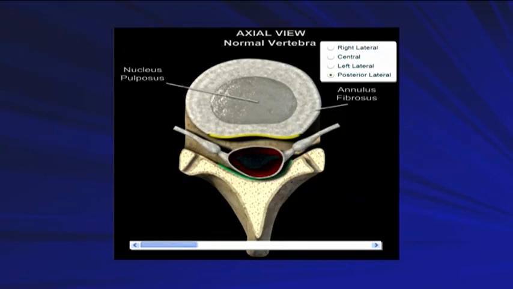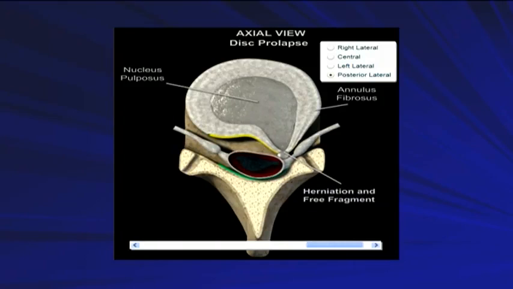Here we show an axial or top-down view of the disc and vertebra, and we identify the annulus and pulposus. Now we will animate the occurrence of a centrally bulging disc and then a herniated disc. Notice that under the stress, the annulus may weaken over time and eventually herniate or rupture without proper care.